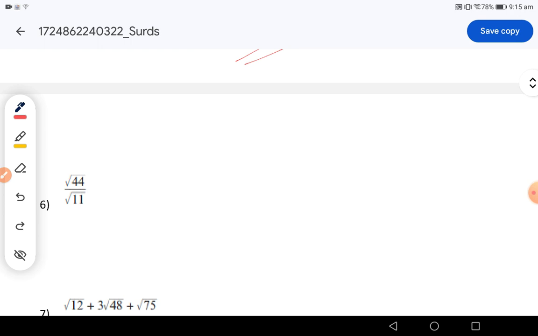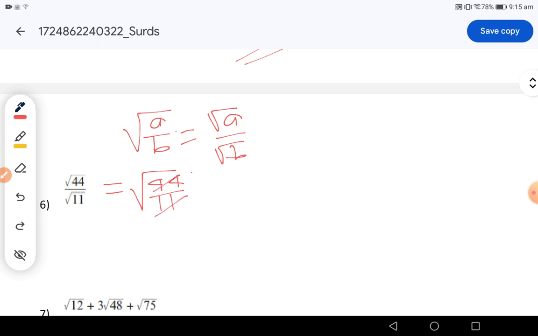Question 6, root 44 by root 11. So this one, root a by b is root a by root b. So root 44 by 11, 11 times 4, 44. So root 4 is 2.